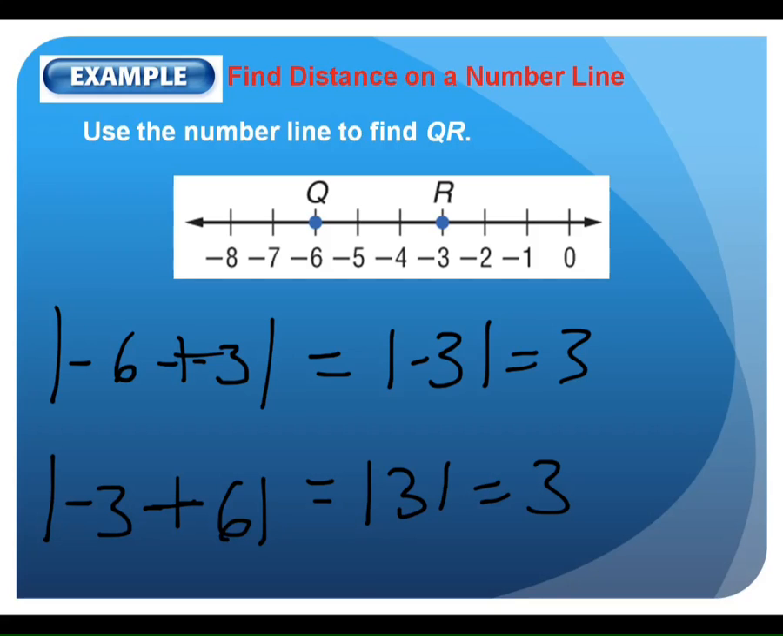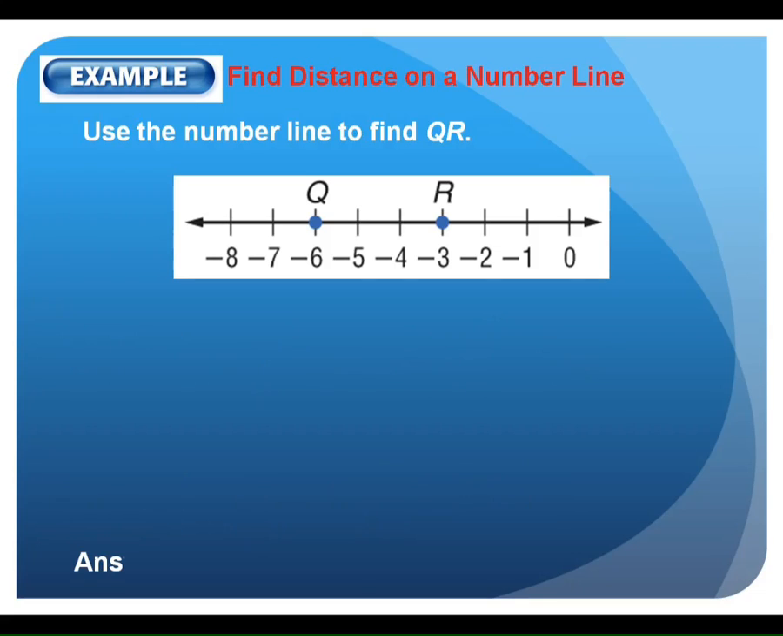So if you can count them on a number line, that's how long they are. Okay. Or you just subtract the 2 coordinates from each other, or the 2 numbers from each other, and take the absolute value.